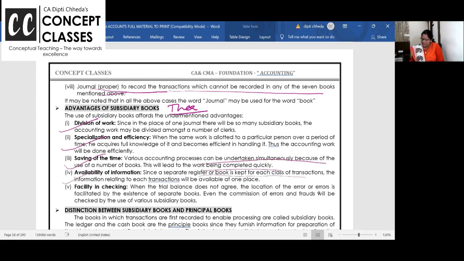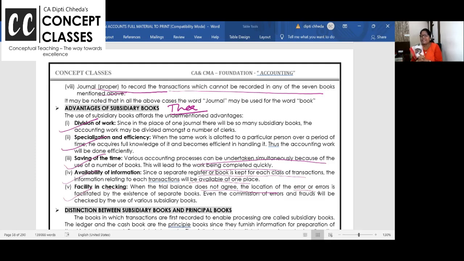Detailed separate books mean for each type of transaction you can get information. See, if I maintain all the journal entries in one book, and I want to see what the sales of last week were, it's not clear. But if I have a separate subsidiary book, the sales book, I can scroll back. Okay, the whole last week, this was the transaction. Facility in checking: when the trial balance does not agree, errors and all can be located easily because it's a subsidiary book. Tell me, now is it clear to all of you?